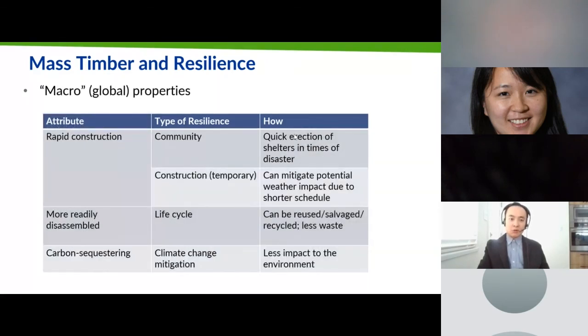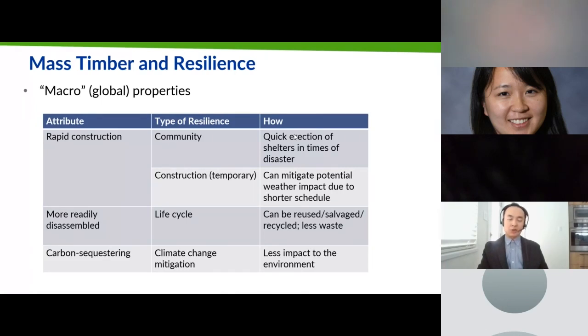And if we look at some of the more global or what I call macro properties, the ability to rapidly construct mass timber structures may potentially allow for quicker erection of temporary shelters in times of disaster. And this can lead to community resilience. And rapid construction can also help mitigate potential weather impact due to a shorter or condensed construction schedule, leading to construction resilience in a temporary sense.